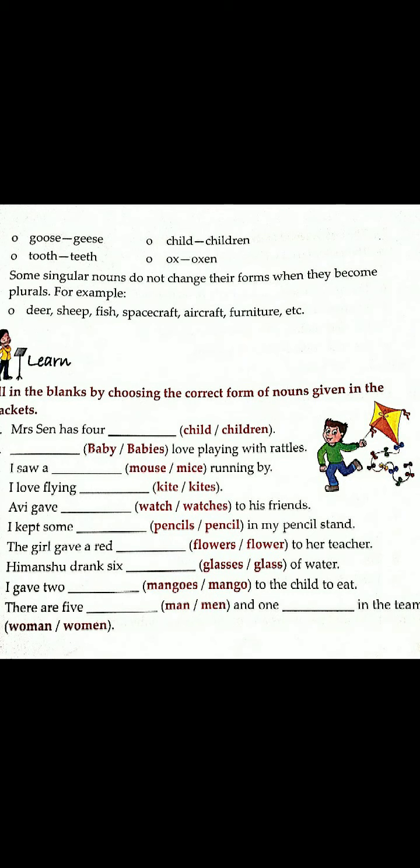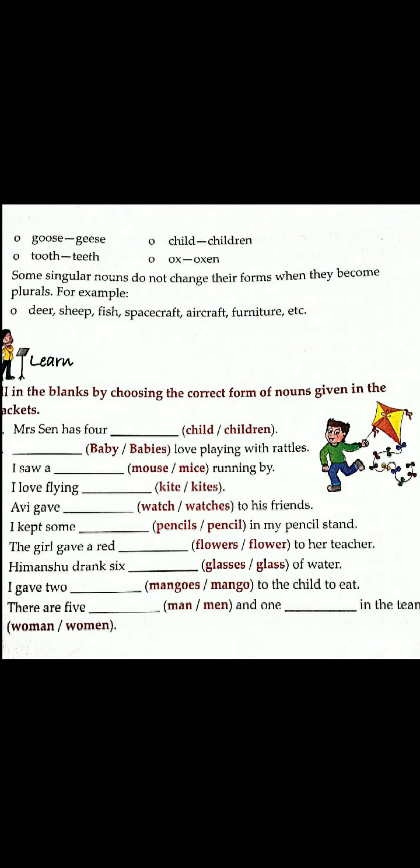Ox, oxen. Some singular nouns do not change their forms when they become plural. For example, now there are many words which cannot be changed in anything but they stay the same. For example, deer. Deer is singular and deer is plural also. Sheep, sheep. Fish, fish.